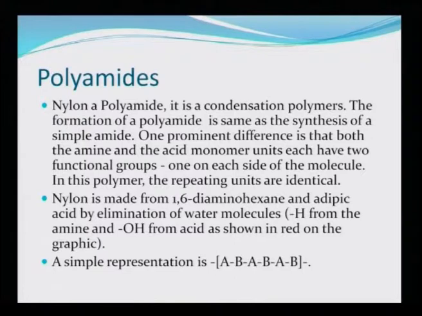So, mainly it has the CONH group in subsequent orders. One prominent difference is that both the amine and the acid monomer units each have two functional groups, one on each side of the molecule. In this polymer, the repeating units are identical. Nylon is made out from 1,6-diaminohexane and adipic acid by the elimination of water molecule. That is, we saw that H from the amine and OH from the acid have been shown that they are removed. And that is a simple representative A and B, and A and B go on linking to each other. That is the structural detail of the polyamide.